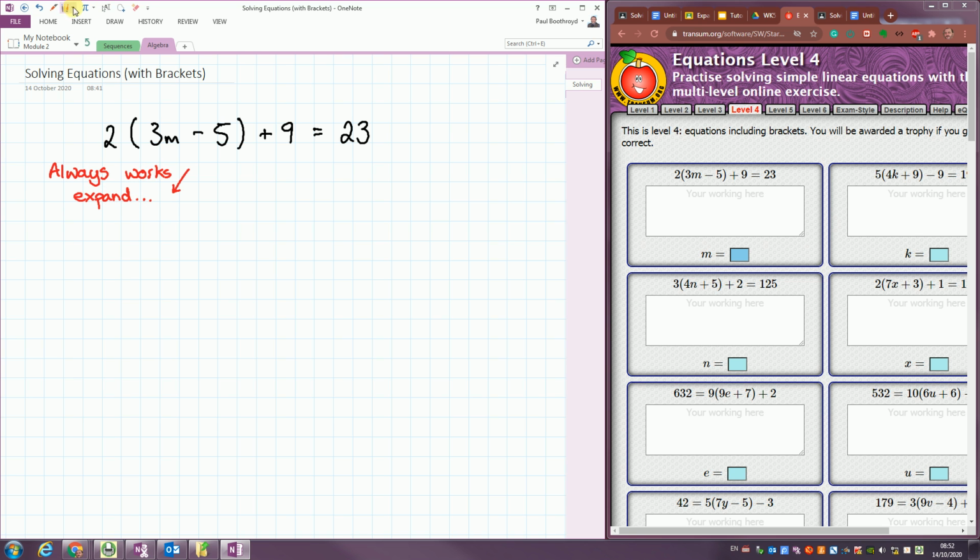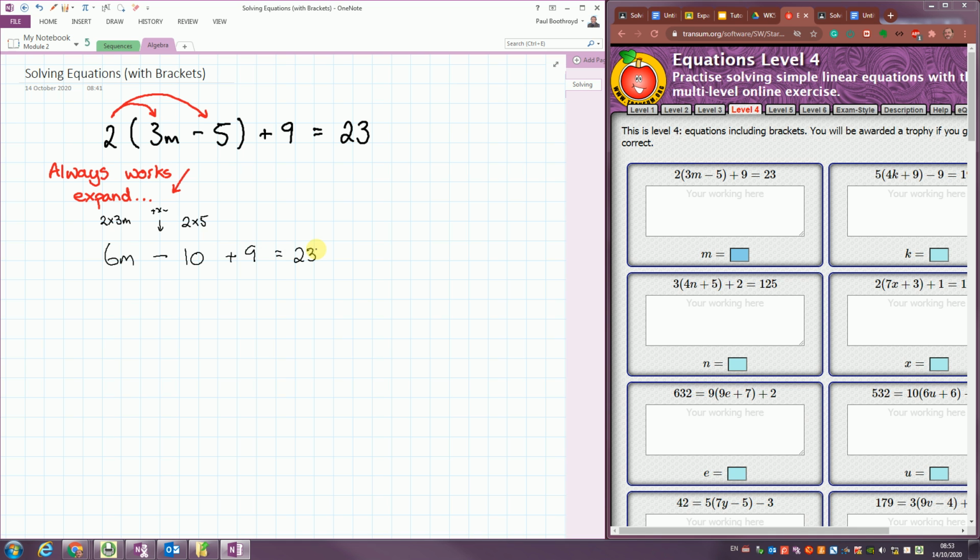So we're going to expand the bracket, remembering, I'll leave it in red, that the 2 multiplies by the 3m and it multiplies by -5. So 2 multiplied by 3m is 6m. 2 times 5 is 10. But we've got a negative here, so we need to go to the negative as well. A positive times a negative gives me the negative in the middle. I add to that 9, and that is equal to 23.